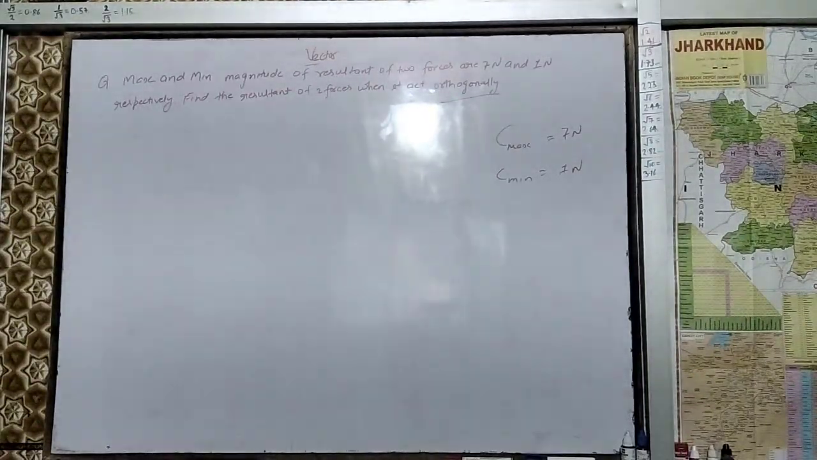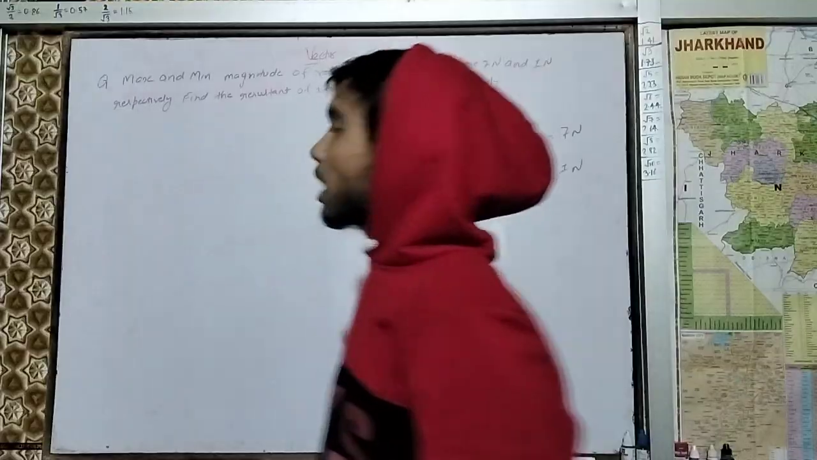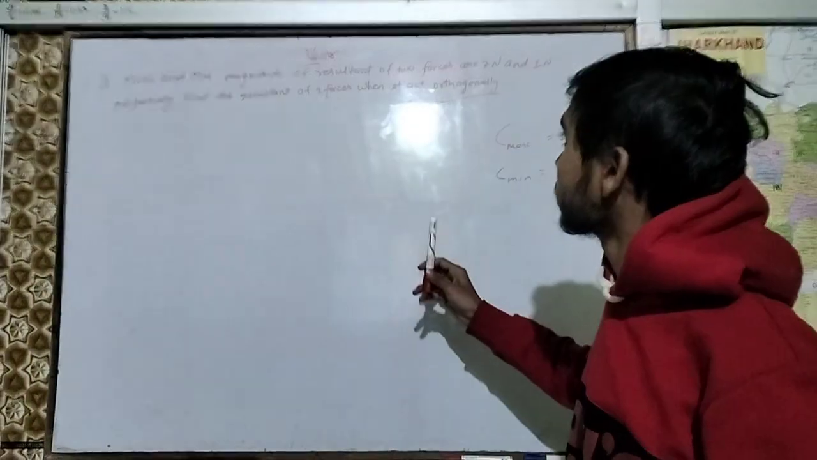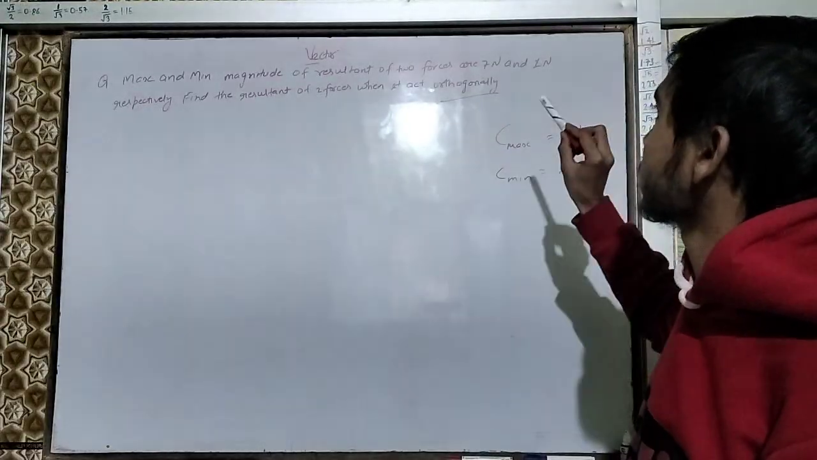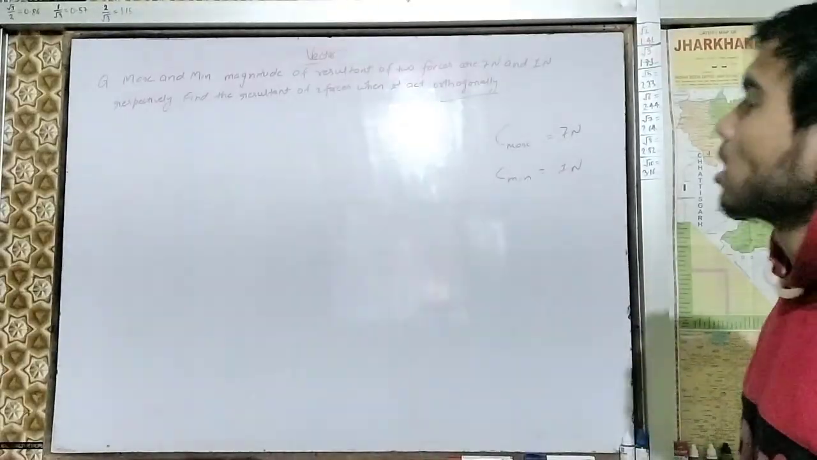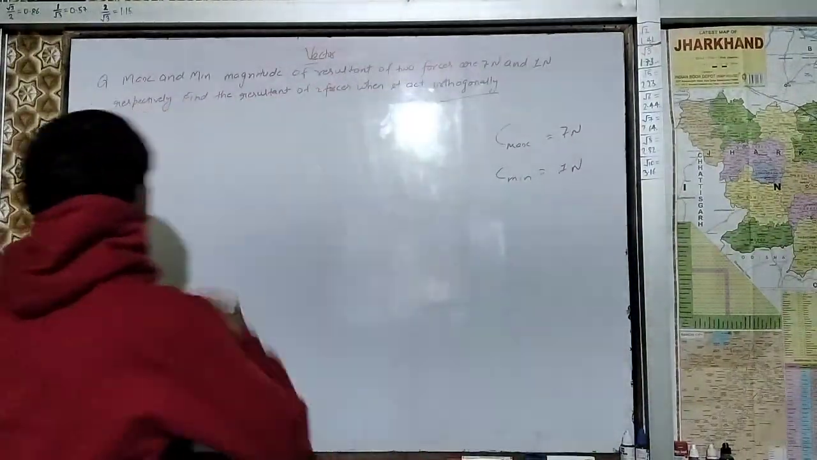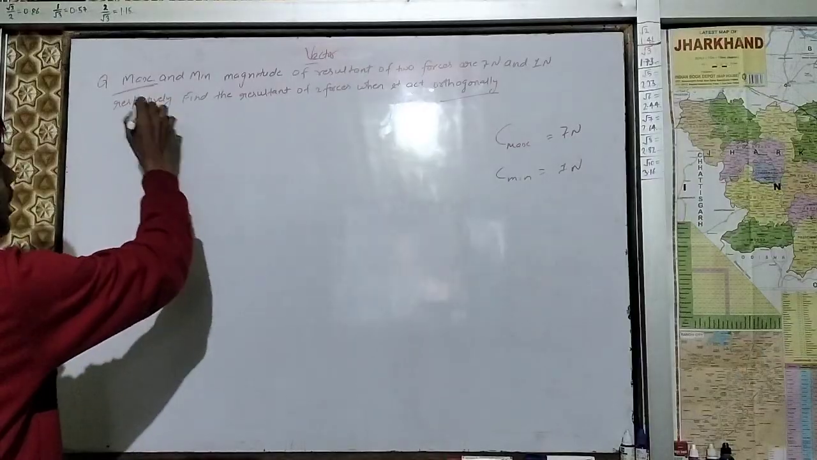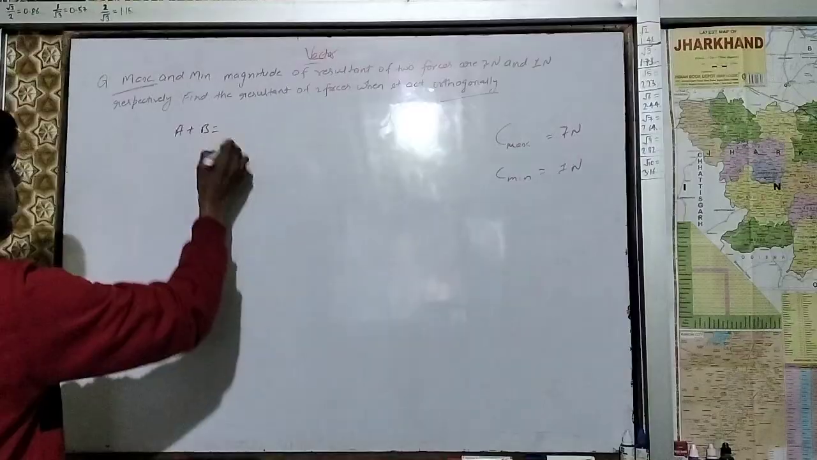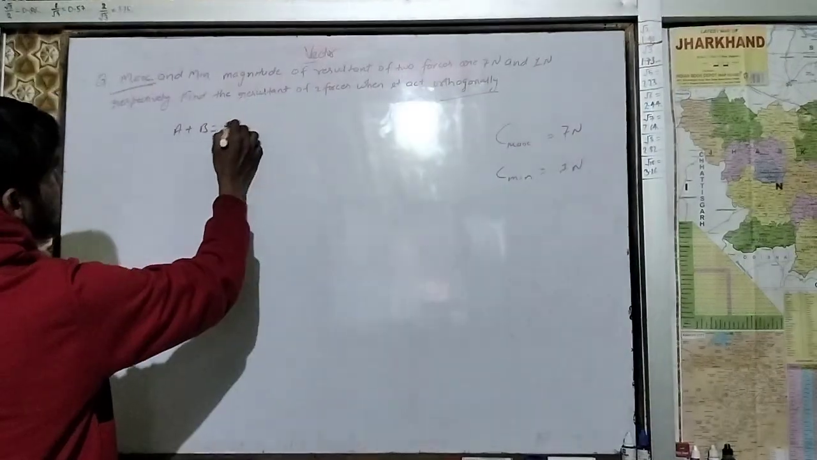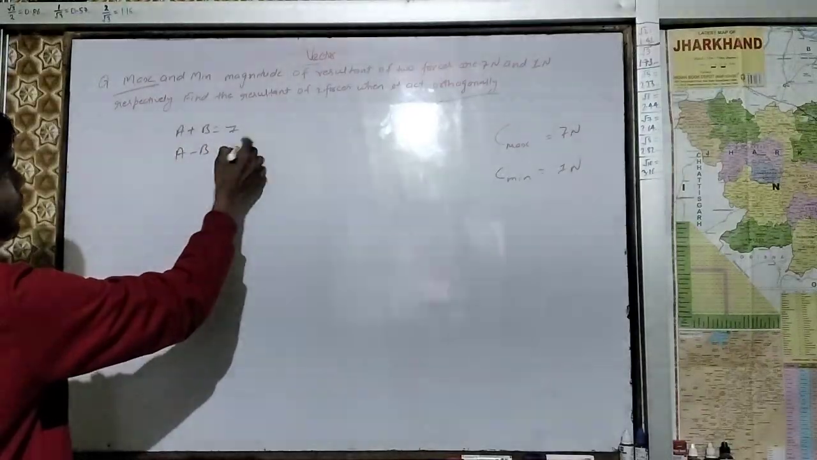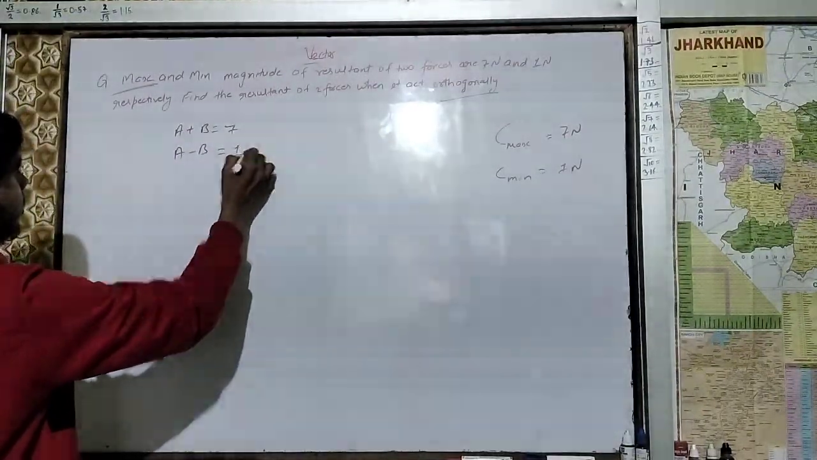Next question we have is on maximum and minimum magnitude. The maximum and minimum magnitude of a resultant of two forces are given as 7 Newton and 1 Newton respectively. So for the maximum magnitude of the resultant, we say that a plus b is equal to 7. When it comes to the minimum magnitude, a minus b is equal to 1.